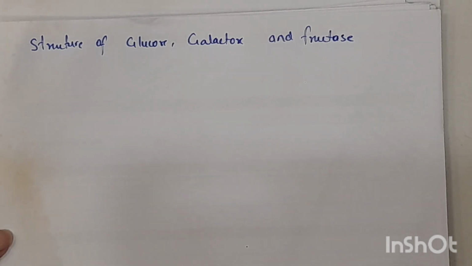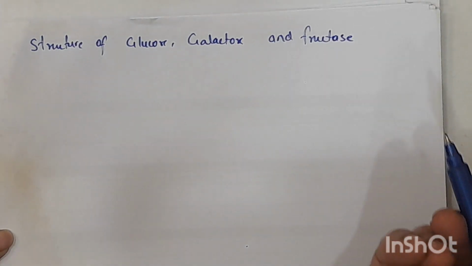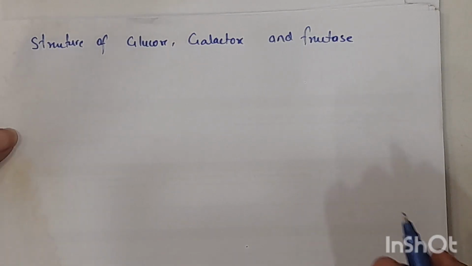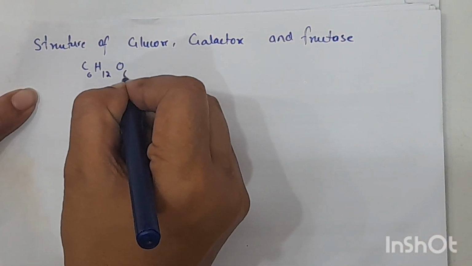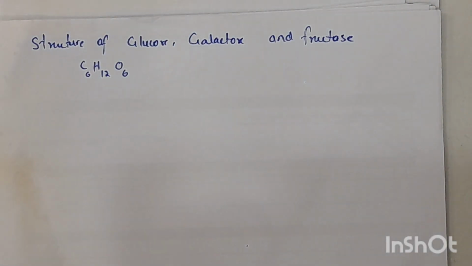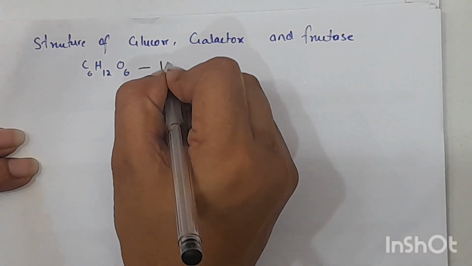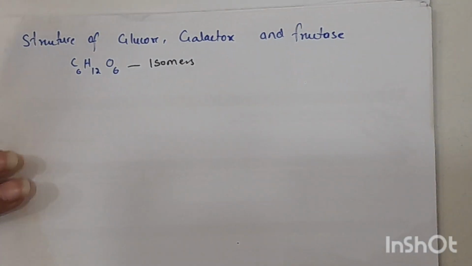Hello dear students, in today's lecture we are going to discuss the open structure of glucose, galactose and fructose. As we know, all these sugars are hexoses and they belong to the monosaccharides. So they contain the same molecular formula, C6H12O6, but all have different structural formulas. So they are also called isomers of one another, due to the same molecular formula but different structural formula.